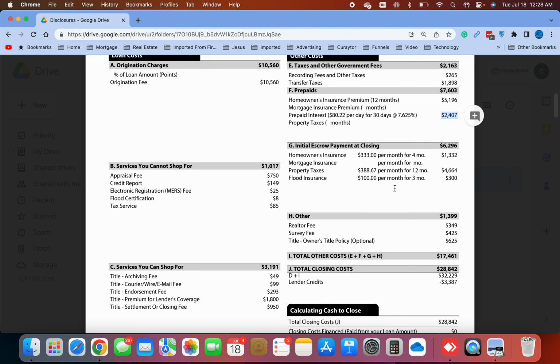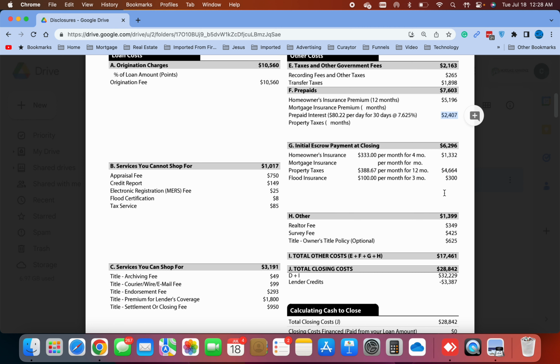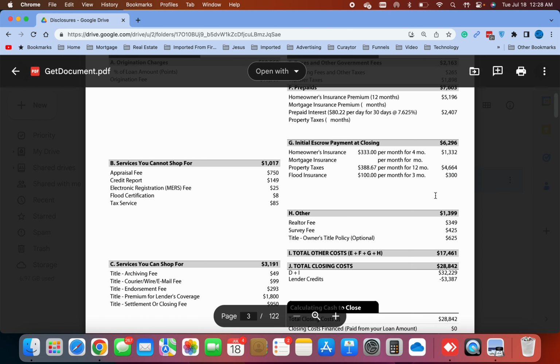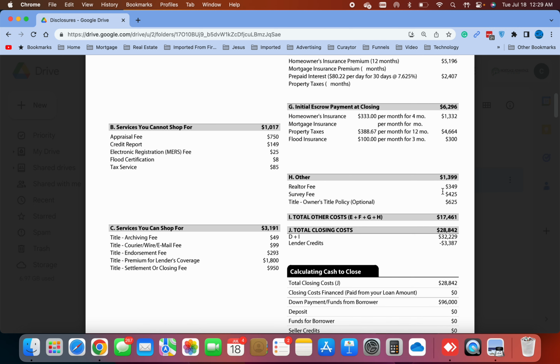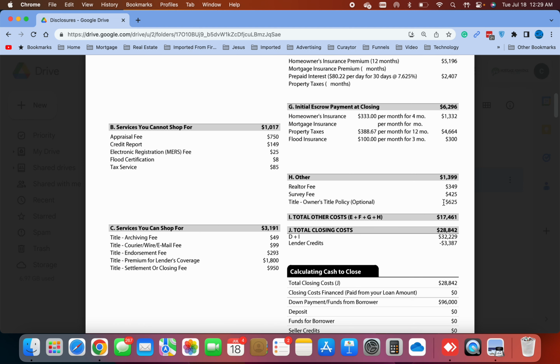And your flood insurance, if the property requires flood insurance, 3 months of that as well. Okay. Once again, this is an estimate. I don't know what your flood insurance is going to be either. What I noticed here is that they did not include your flood insurance 1 year in advance. You've got to pay it, and it is not in here, so that's around $1,200. So this amount is going to be around roughly the same because they didn't put the 1 year flood insurance. But anyways, you've got a $349 realtor fee, your survey of $425, and your owner's policy of $625.